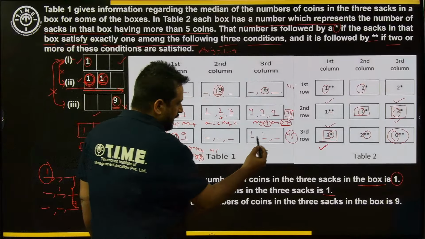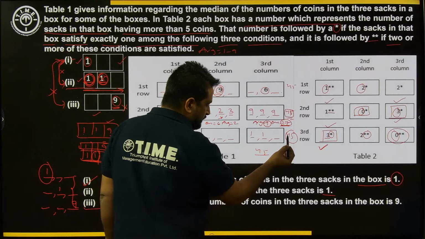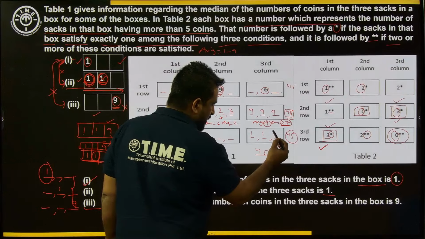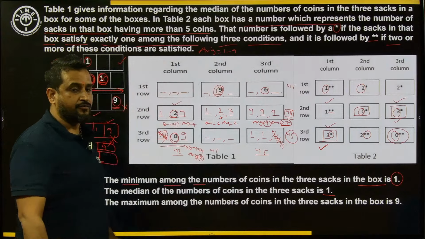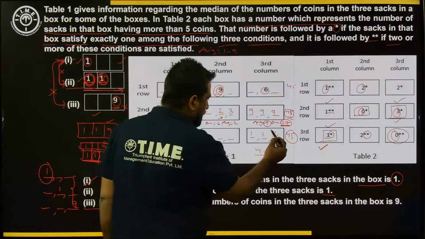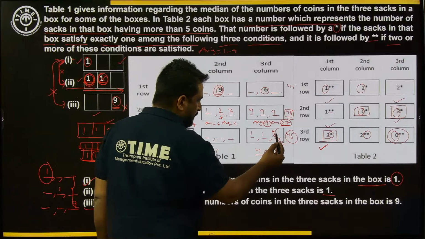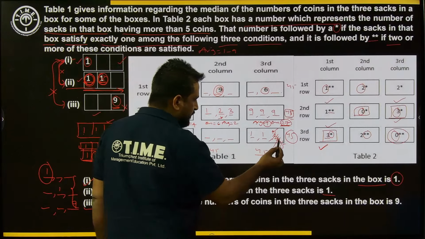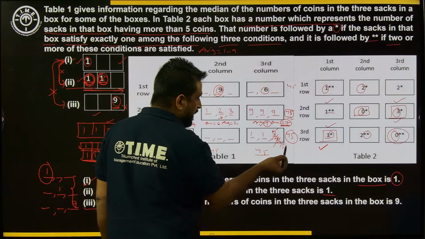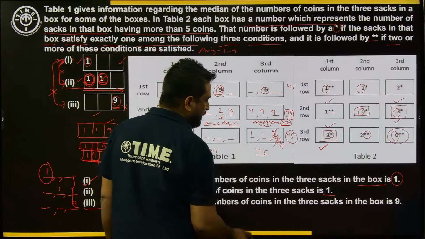Now, what can I get here? Less than or equal to 5 means I may get 1, 2, 3, 4, 5. But here the sum should be a multiple of 3. Don't forget that. 1, 1, 1, absolutely right. 1, 1, 2, sum 4, it is not working out. 1, 1, 3, sum 5, it is not working out. 1, 1, 4, sum 6 means average 2, but that combination is already taken here.